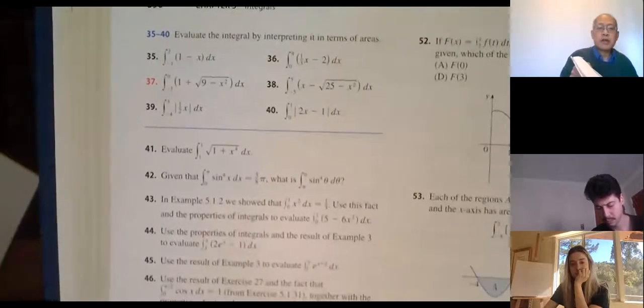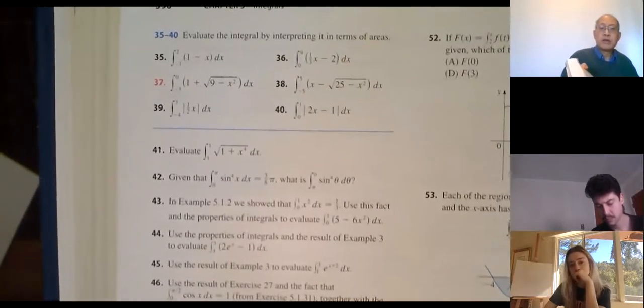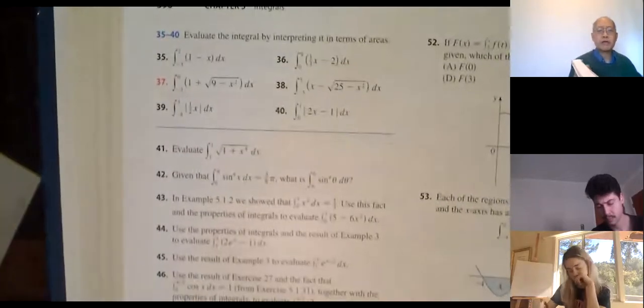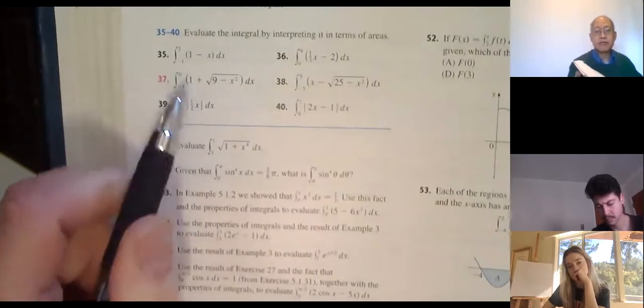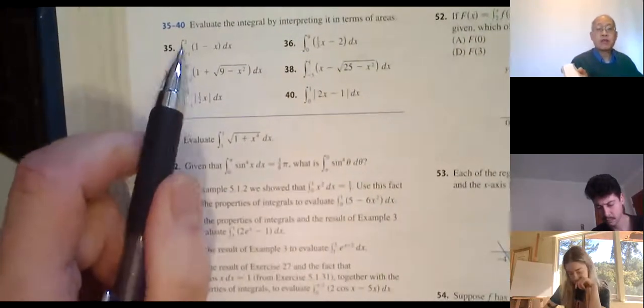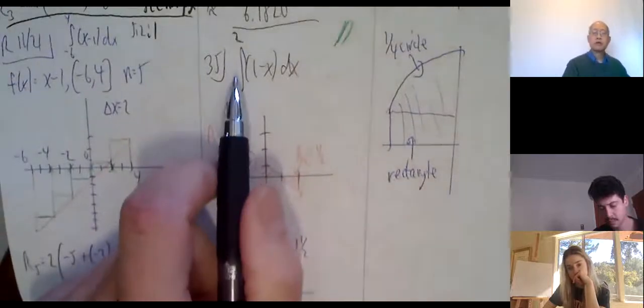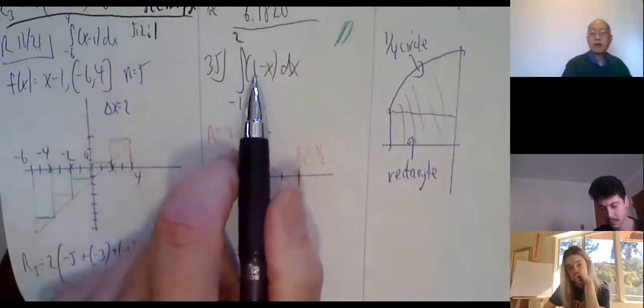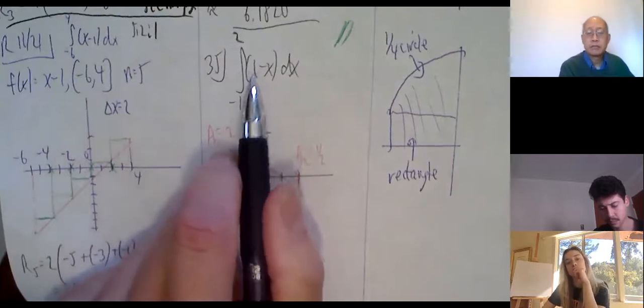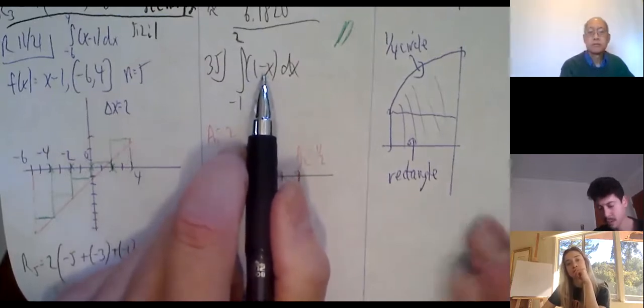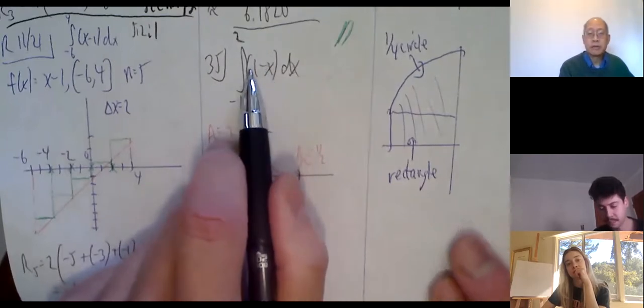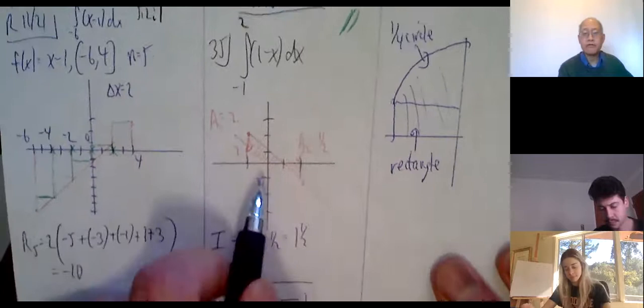Okay, 35, 37, and 39, then we're done. Evaluate by interpreting in terms of areas. So what we have to do is draw the picture and then gauge something from the picture. So 35, integral from -1 to 2 of 1 minus x. Let me show you that. -1 to 2 of 1 minus x. What's the shape of 1 minus x? Straight line. Slope of -1, y-intercept of 1. Okay. Or you can just do a quickie graph.